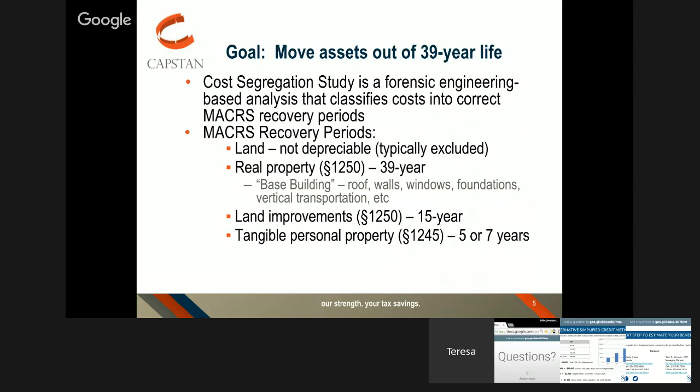Now, one of the things I want to caution you is that we don't depreciate land, obviously. So if you were to call me with an opportunity, one of the first questions I'm going to ask is, what are you taking out for land out of the basis? Because we just take that off the top.